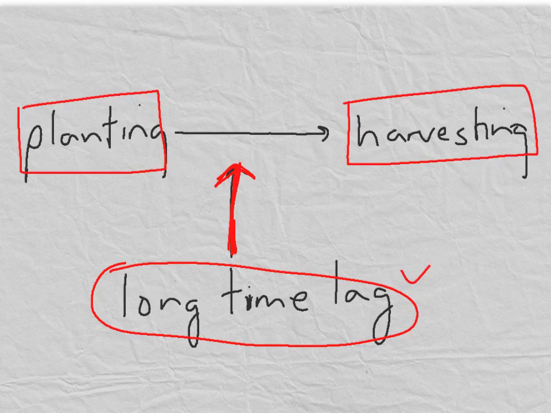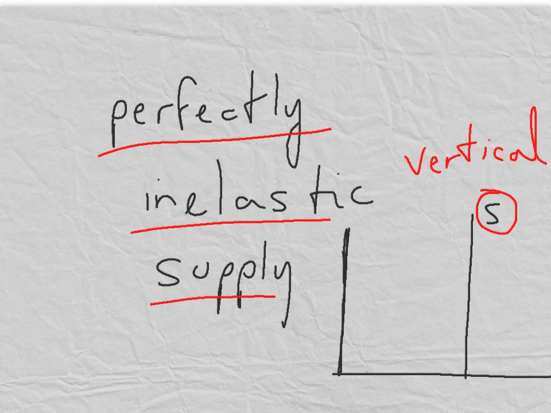Because of this long time lag, the price at which these commodities will be sold is not known to the farmer of the wheat at the time when he or she plants the wheat, and therefore the supply of this commodity is not influenced by the price because the price is completely unknown. And this gives rise to a completely inelastic supply curve. No matter what the price, the quantity supplied is independent of the price because the price simply wasn't known at the time the wheat was planted.